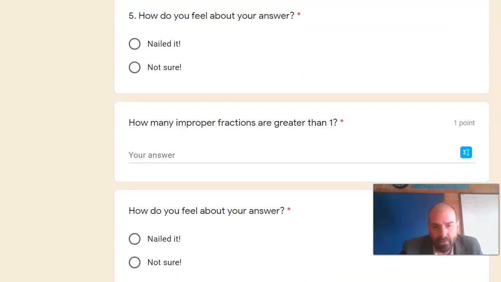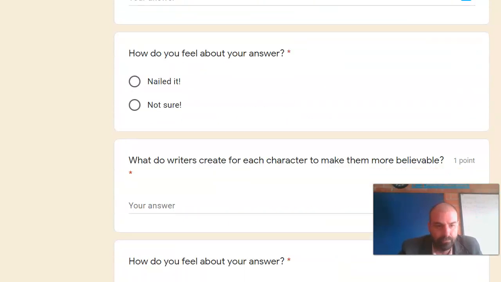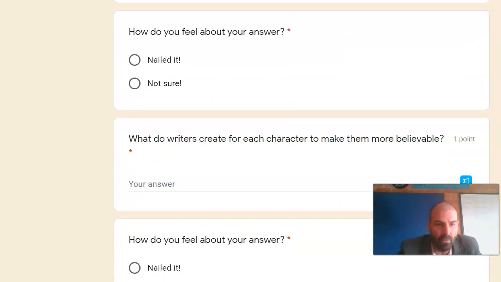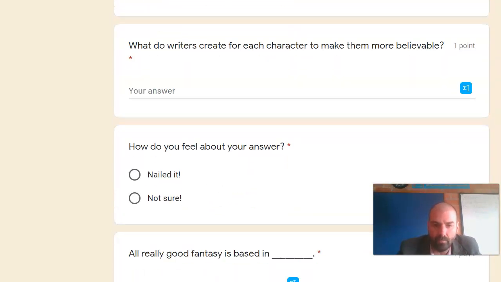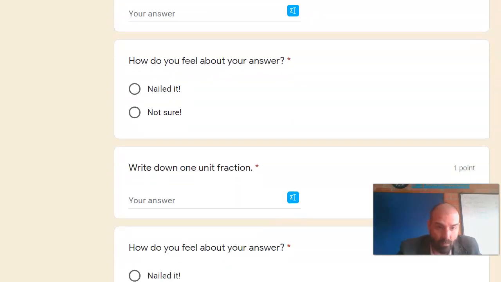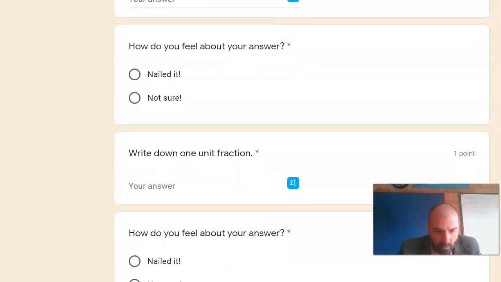How many improper fractions are greater than 1? Every single one of them, because that means the numerator is more than the denominator, so that's over 1. What do writers create for each character to make them more believable? A backstory. All real good fantasy is based in reality. Write down 1 unit fraction, anything with 1 in the numerator.